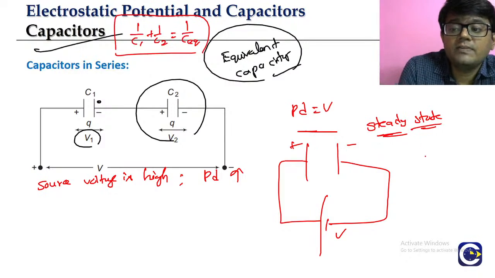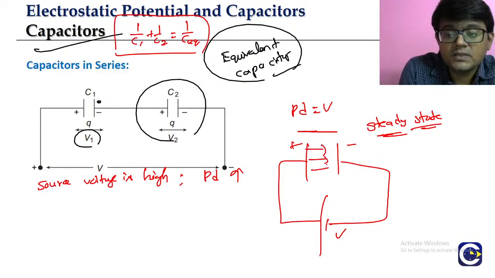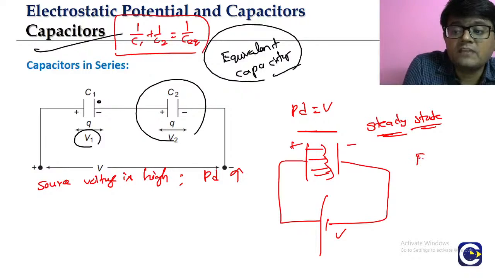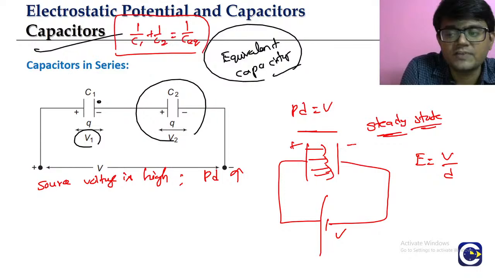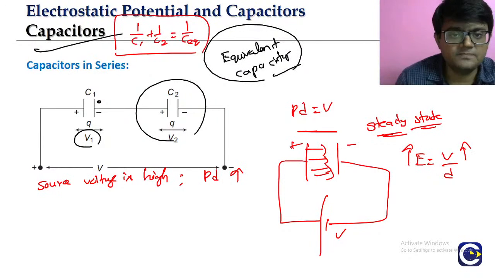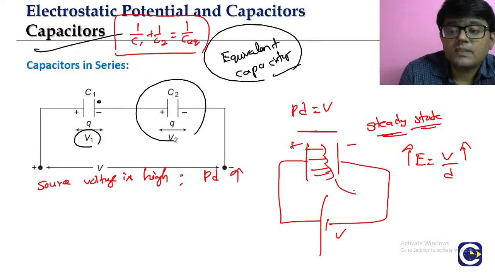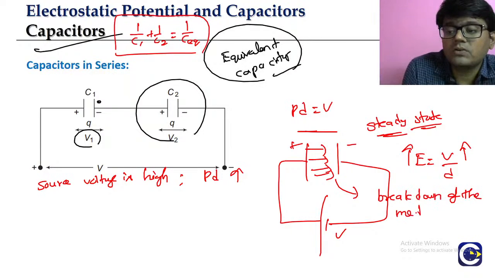Remember, we have a relation between potential difference and the electric field. The region between the two plates will have what? Electric field. So the relation is what? The electric field strength will be V by d. V is the potential difference. If the value of V is higher, the field also will be higher. Then what happens? If the field is very high, there can be a breakdown of the medium. Breakdown of the medium, do you know what that means?